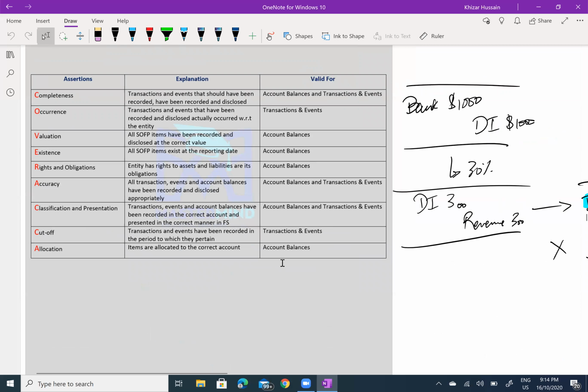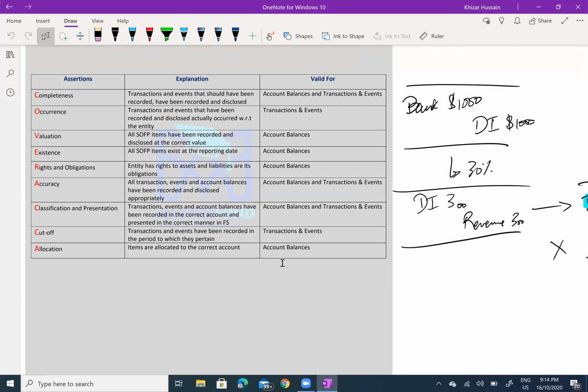Completeness is valid for everything. It is valid for classes of transaction, it is valid for account balance, and it is valid for events. Events, or basically what you report in disclosure, for example. So it's valid for everything. Now, completeness means what? That your accounts are complete, your records are complete. Occurrence is valid for transactions and events, classes of transactions and events.